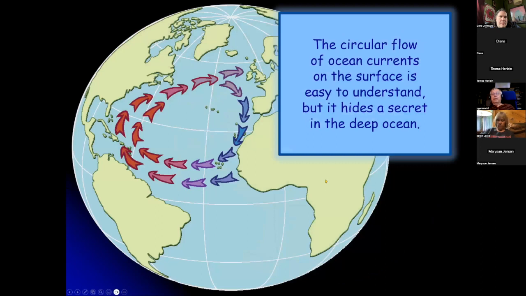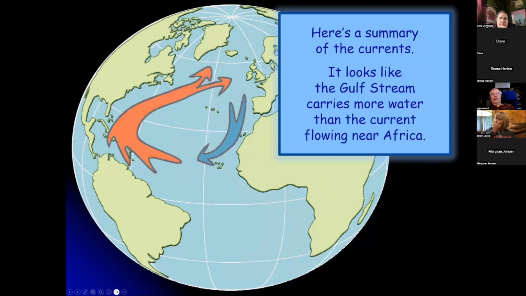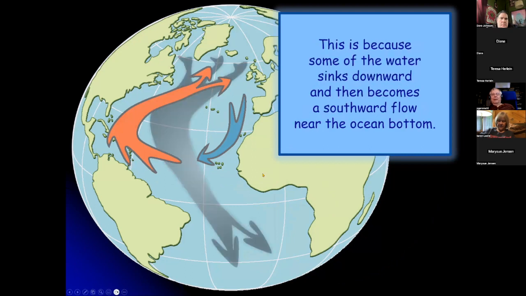It's easy to understand, by the way, but it hides a secret in the deep ocean, and that is that the north flowing warm water is about 5 times as much as the south flowing cold water. And this is a real puzzle. And the answer to the puzzle is it's because a lot of that north flowing warm water gets up to this latitude. It gets cold because there's icebergs. It sinks down to the bottom and it flows to the bottom.